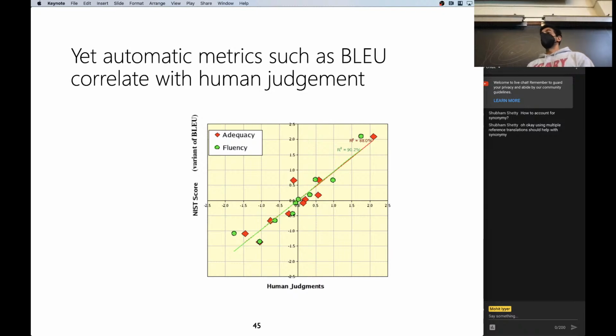Yes, so we'll get to this. It has only recently been happening, and it has actually been difficult for people to come up with a model that has higher correlation than the BLEU score, but now it has happened. So we'll talk about some of those recent developments soon. Other questions?